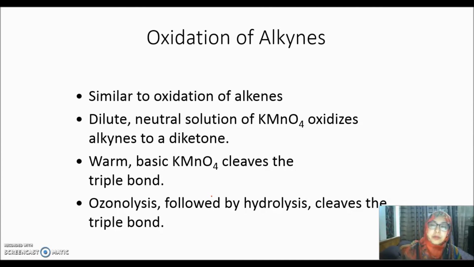So, oxidation of alkyne. Similar to alkene, we may cleave the triple bond, but in the case of a triple bond, of course, it will turn only into a double bond. With the double bond, it will turn into ketone and aldehyde. So we will see here. Warm and basic permanganate cleaves the triple bond. Ozonolysis cleaves triple bonds. Dilute neutral permanganate will oxidize them to diketone.